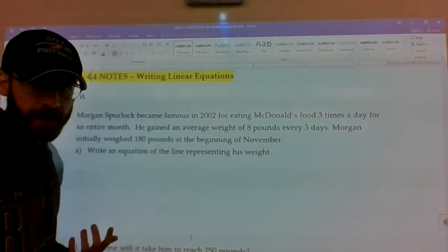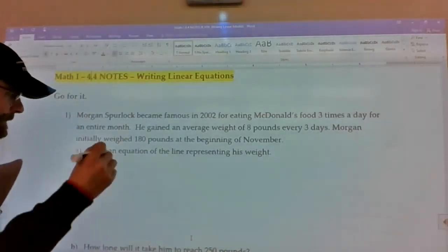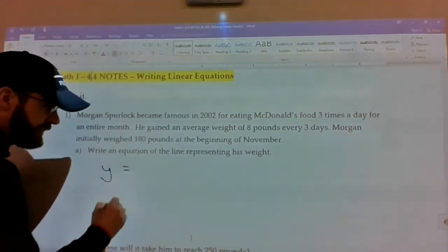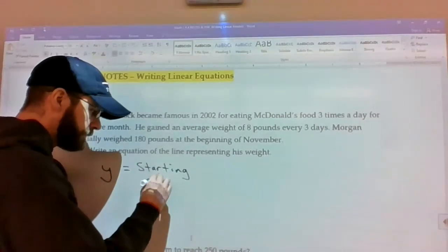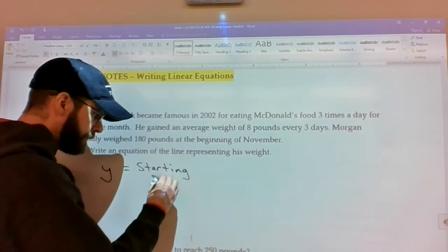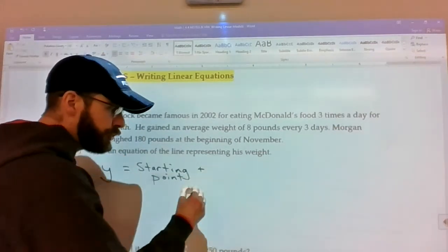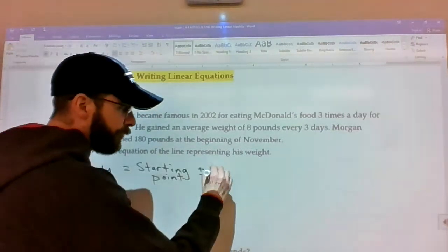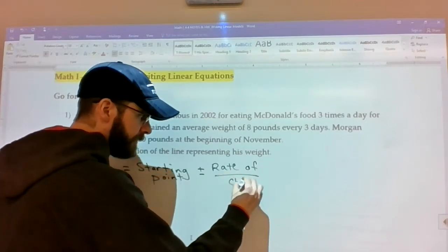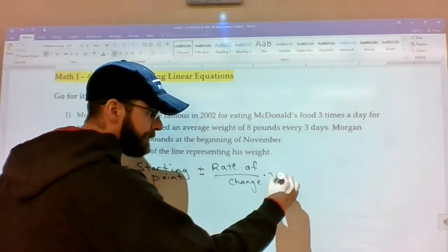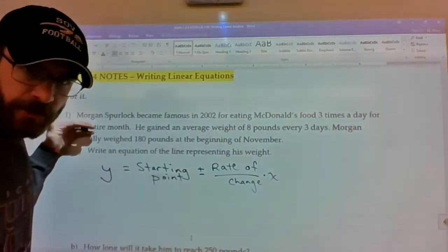So the first thing I want you guys to do with this is write an equation of the line representing his weight. So from the last video, you guys should have taken away that y equals the starting point, then you either add to or subtract from that the rate of change in fraction format multiplied by x. That's how we can create a model representing this linear function.